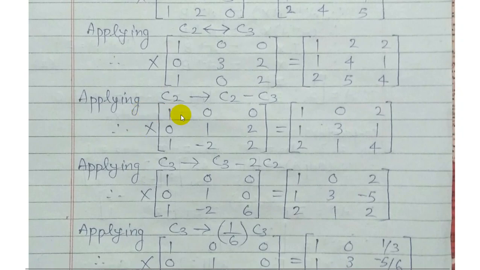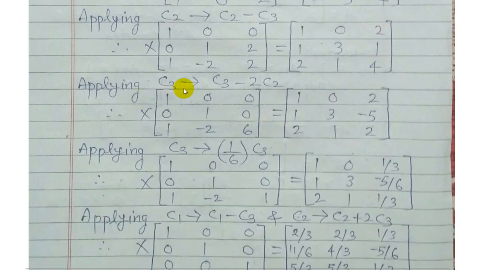Now applying C2 changes to C2 minus C3, because we want 1 here. So therefore X into first column as it is, second column 0 minus 0 becomes 0, 3 minus 2 becomes 1, and 0 minus 2 becomes minus 2. C3 0 2 2 as it is equals 1 1 2 as it is. Here C2 minus C3: 2 minus 2 becomes 0, 4 minus 1 becomes 3, and 5 minus 4 becomes 1, and C3 remains unchanged, 2 1 4.